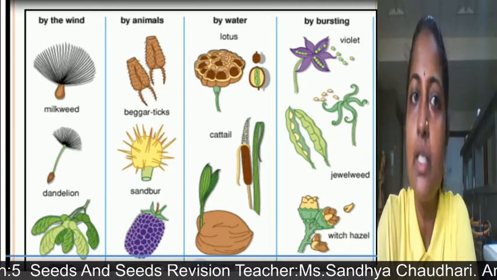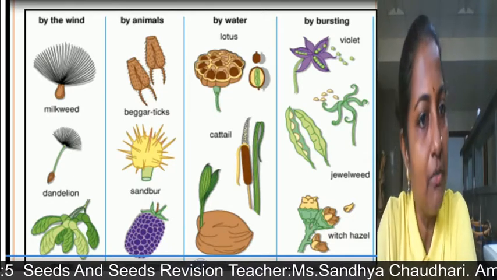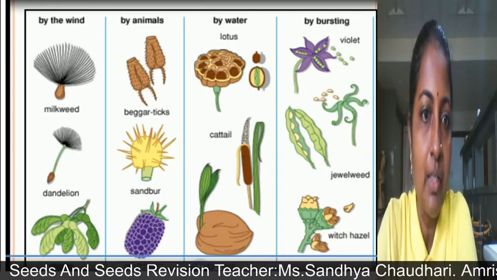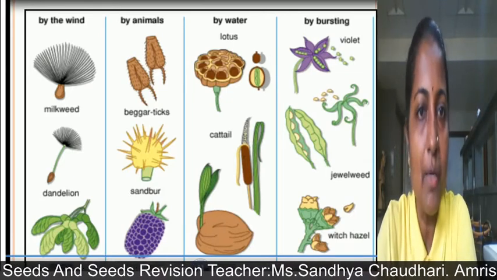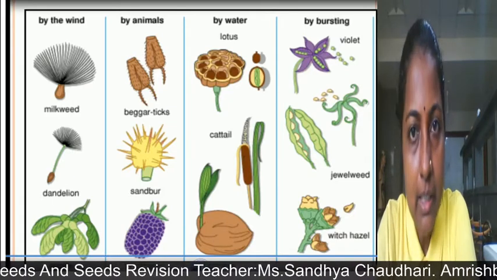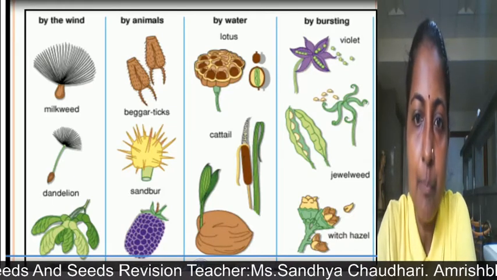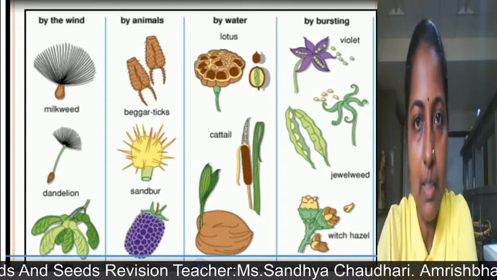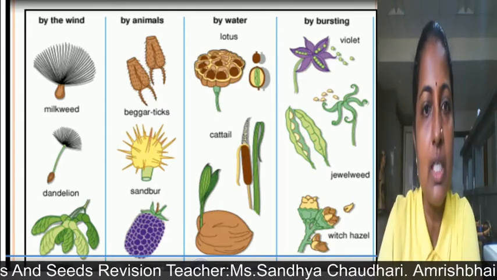Here you can see, children, some examples of seeds. They are dispersing by wind: milkweed, dandelion. By animals: beggartick, sandbur. By water: lotus seeds. And by bursting: violet, jewelweed, witch hazel. These seeds are dispersing through bursting. So these are some examples.